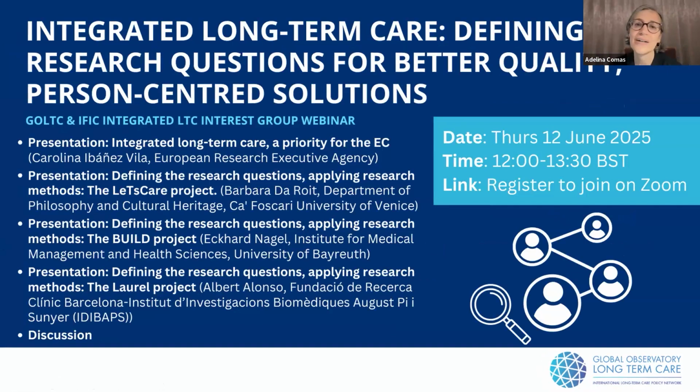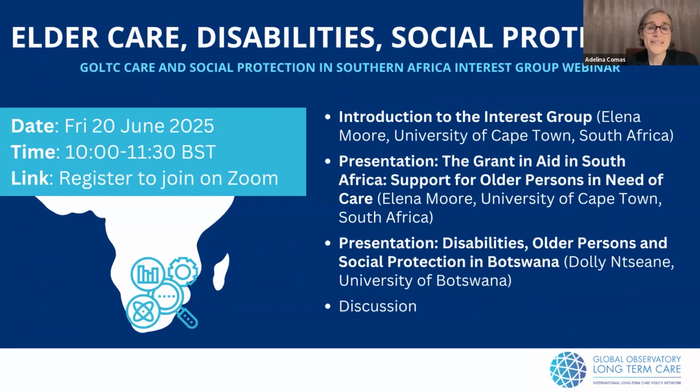This is a joint webinar with the International Federation of Integrated Care, and it will be covering 3 very big European projects on integrated long-term care. Then on the 20th of June, we have a webinar of the care and social protection in Southern Africa interest group, looking at elder care, disabilities, and social protection. And we'll be adding more dates and more webinars soon, but for now, I'm really happy to introduce today's webinar.